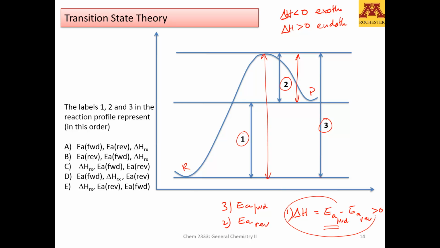Therefore, you can connect these two things, the kinetic parameters such as the activation energy, with thermodynamic parameters that tell us the stability of reactants and products. In this case, then, 1, 2, and 3: 1 is the enthalpy, 2 is the activation energy reversed, and 3 is the activation energy forward. This is our correct answer.